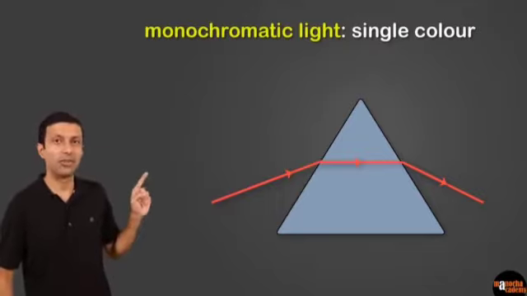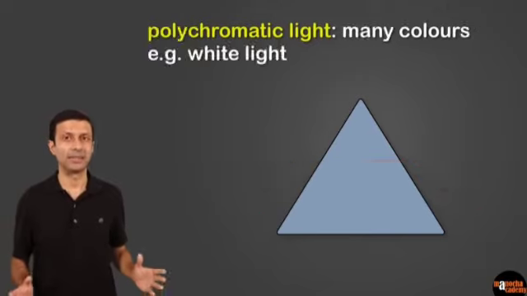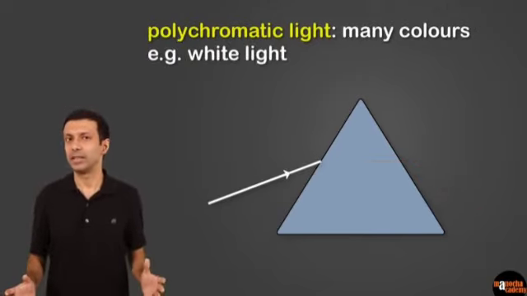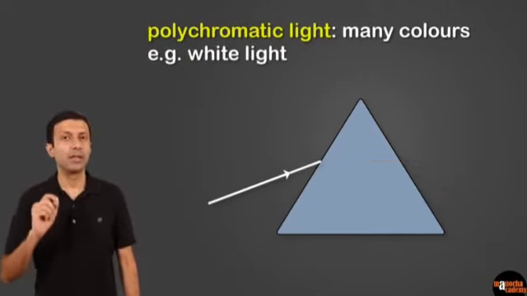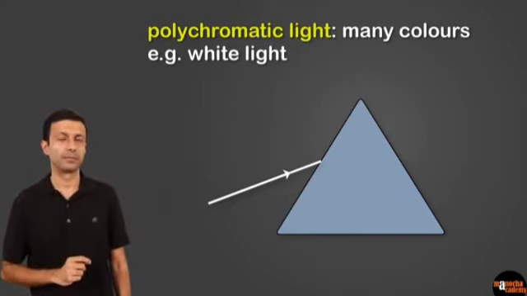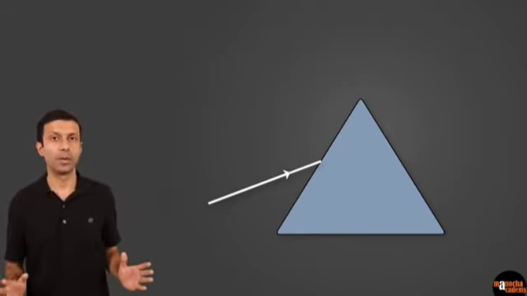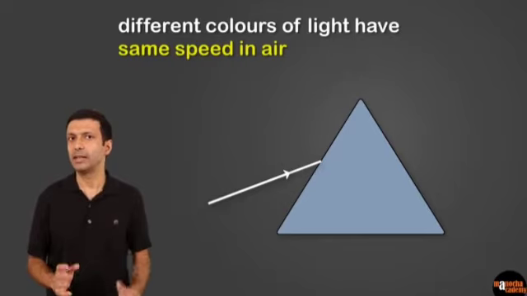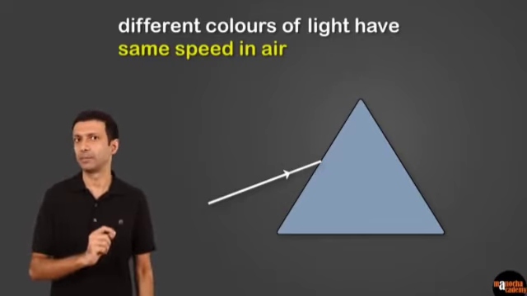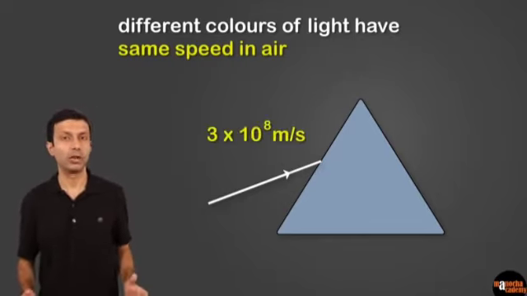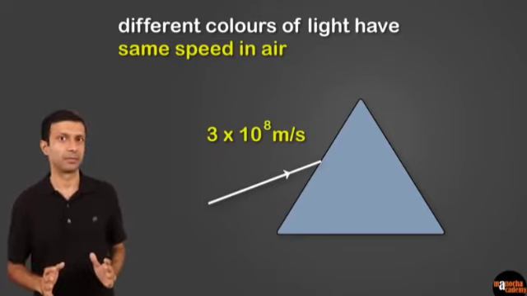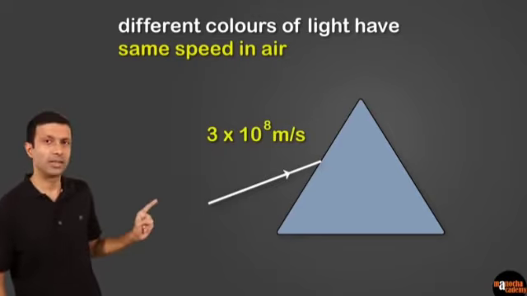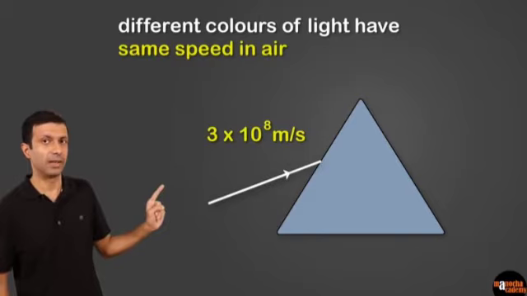Now let's replace the red light with white light. Again, for simplicity, we'll consider that white light is made up of the 7 colors. Now one important point to remember is that different colors of light have the same speed in air, approximately 3 into 10 to the power 8 meter per second. So all our 7 colors are traveling at the same speed in air.